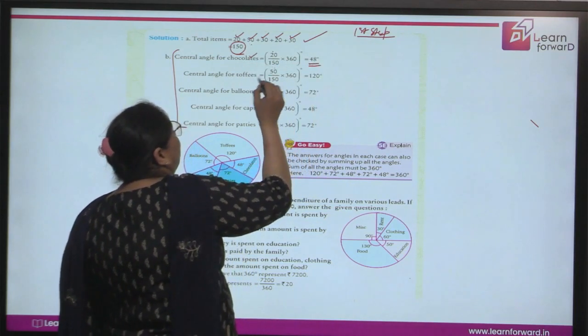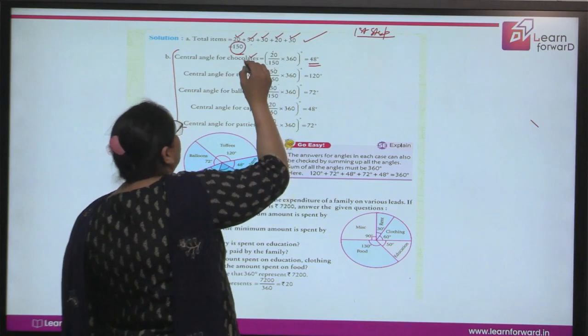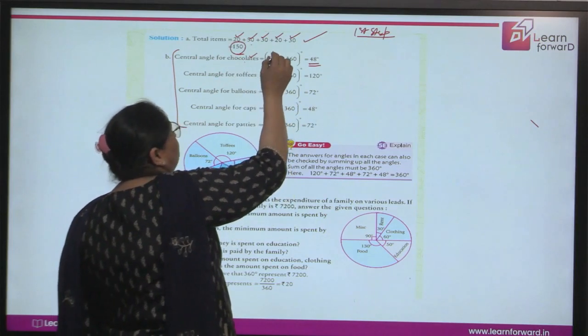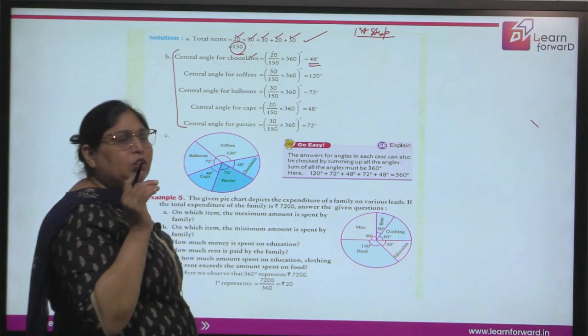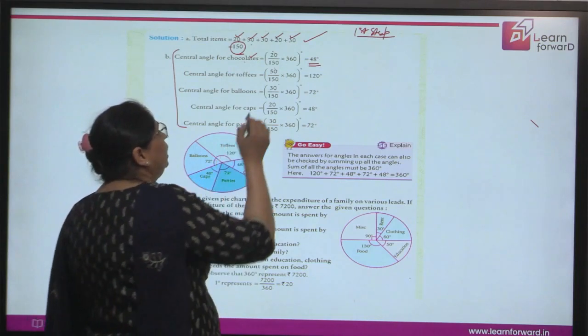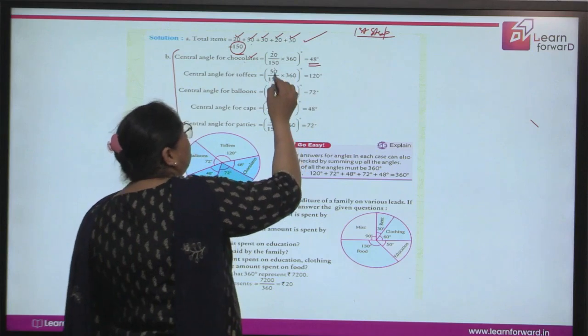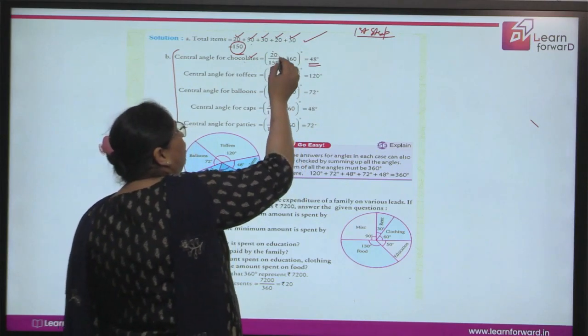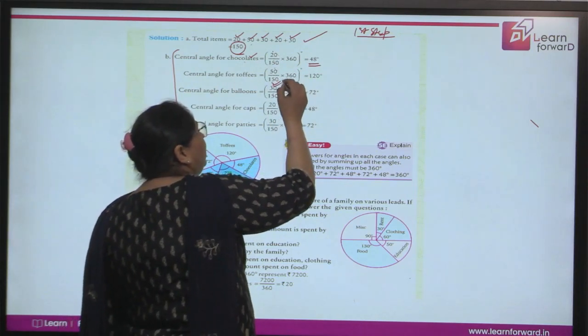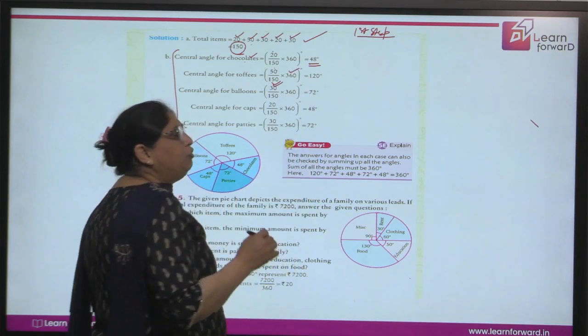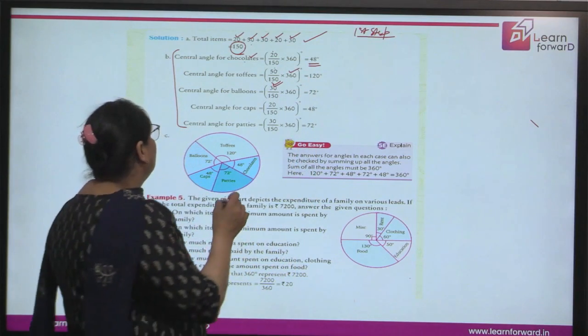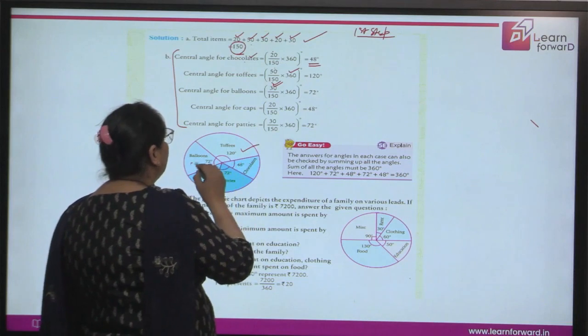This is for chocolates, the central angle for chocolates, because the number of chocolates that Amit has bought is 20: 20 upon 150 into 360. So by using this method, dividing by the total number of items and multiplying by 360, we will get the central angle for each, and this way we will represent the angles.